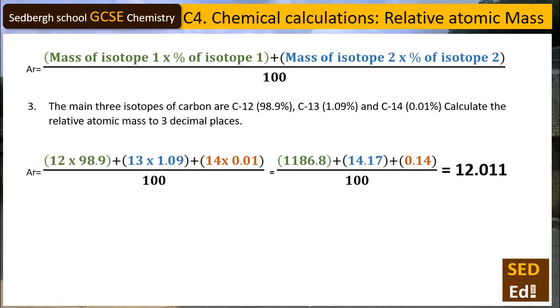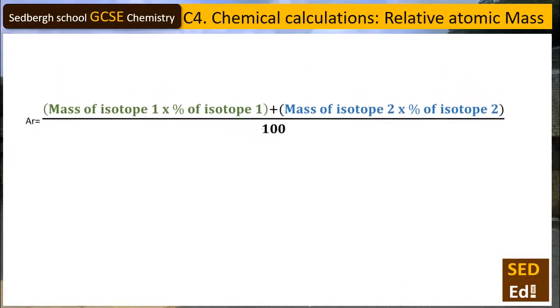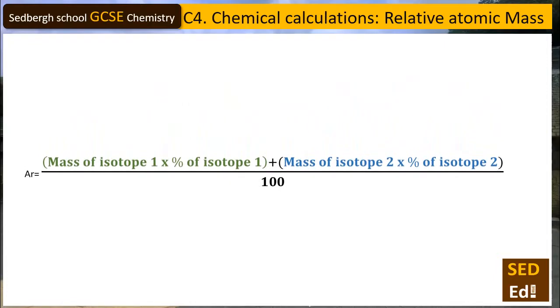Here we have carbon, which has 3 isotopes, but you do exactly the same with each of the different isotopes. You're just doing 1 extra. The end result should be 12.011. You might get asked a question of this complexity, but it's not very likely. But if you can do 1, you can do them all. Here, though, is the equation you need to memorize. Just that. Very good luck.